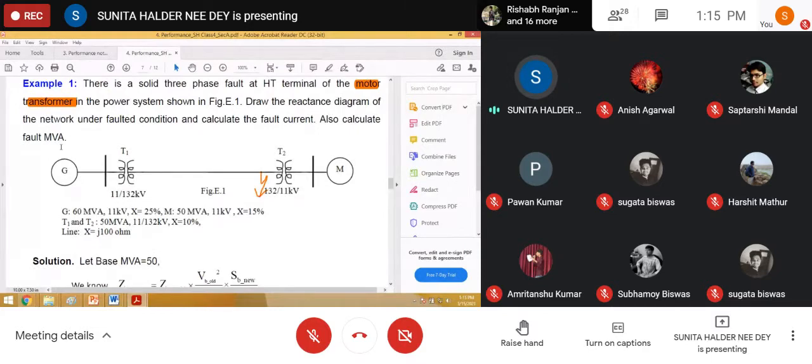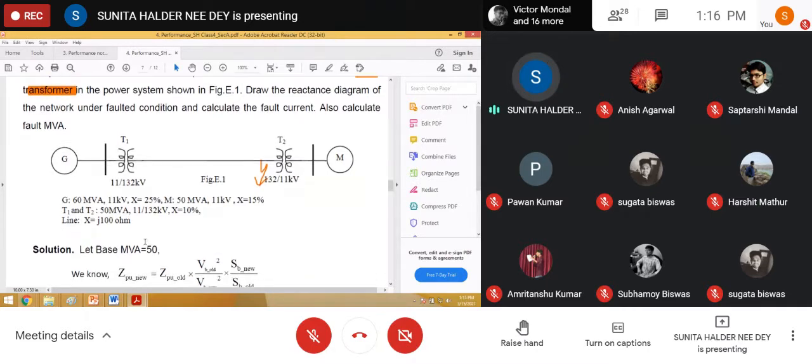At first we need to convert this system into a per unit system with a common base. I think I gave this example when I explained how to draw the reactance diagram in the per unit system class. Here you can see the generator is 60 MVA, the motor is 50 MVA, and the transformers are 50 MVA. If we take 50 MVA, our calculation will be lesser to some extent. But you can take 60 MVA also, there is no problem.